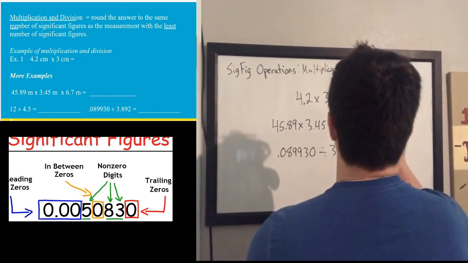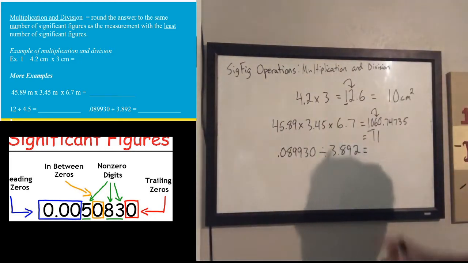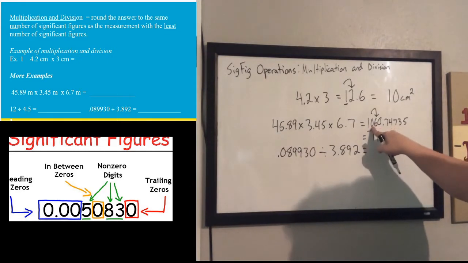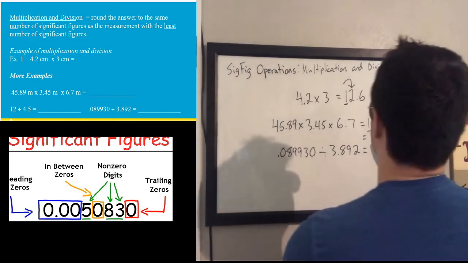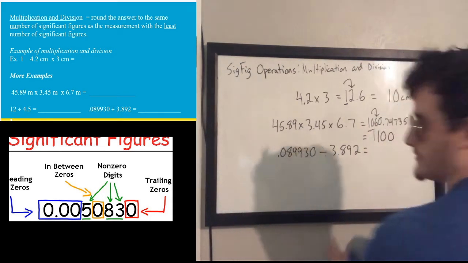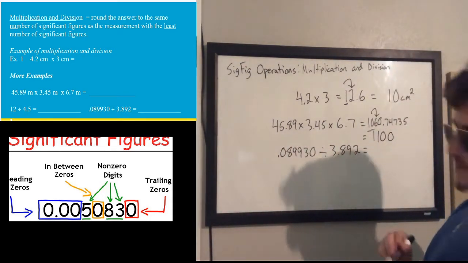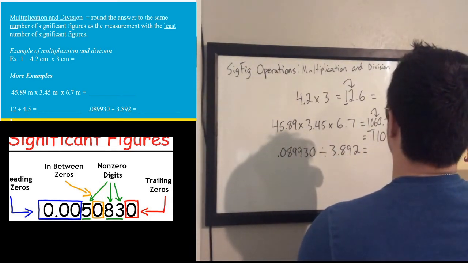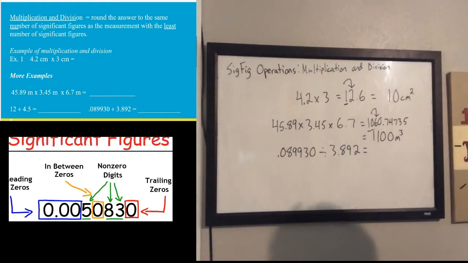But please, please, please do not leave your answer as 11, because where is that 0 located? It's located in the hundreds place. Therefore, our answer is 1100, and our units on this one are meters cubed, since those were all meters from the get-go.